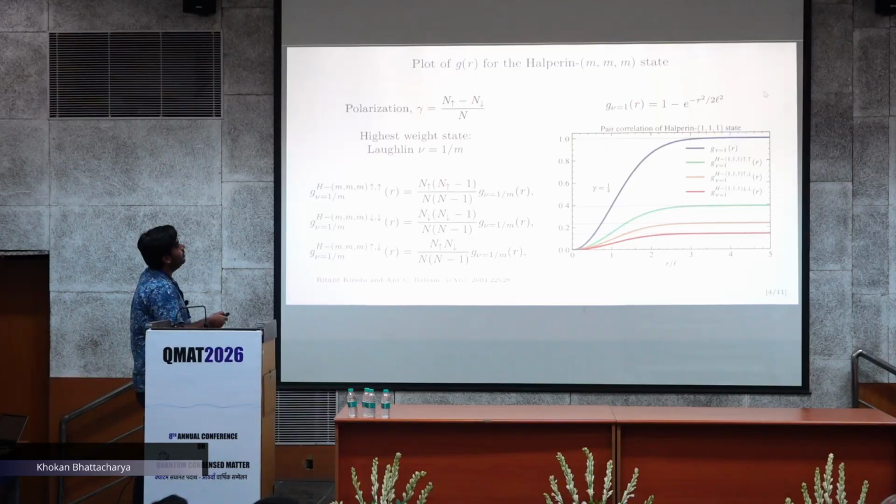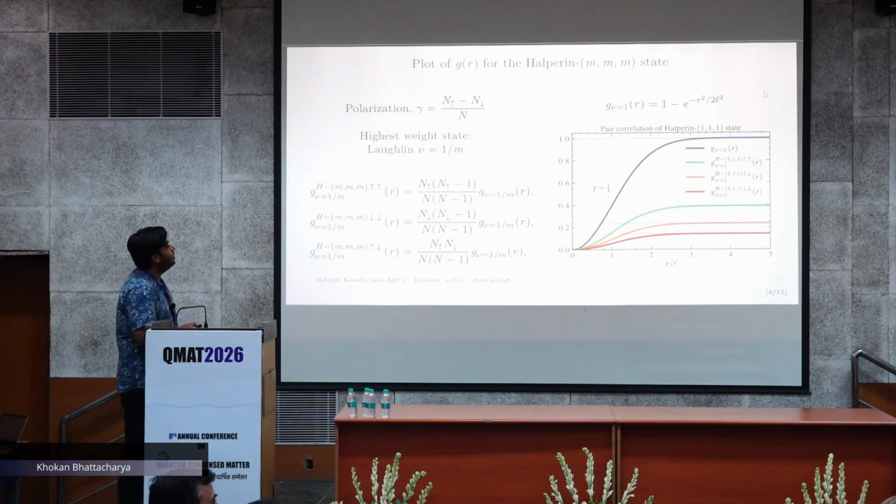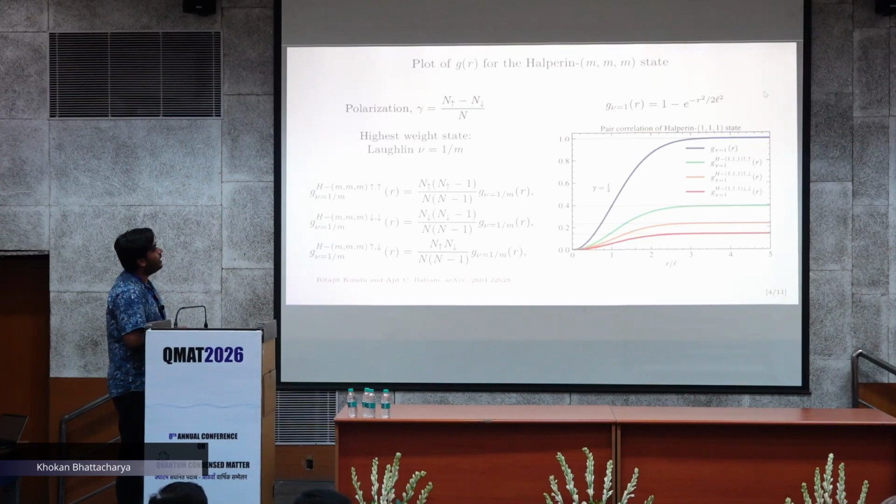Let's try it on the Halperin 111 state. This state is a good candidate for excitons, exciton condensation, but I'll come back to that later. We know for nu equal to 1, which is the highest weight state for the Halperin 111 state, exactly what this pair correlation function is. Then if I want to compute the other pair correlation functions at this polarization, I just scale this with appropriate numbers, and I have generated the pair correlation functions of all different components. You can do this for other states as well.